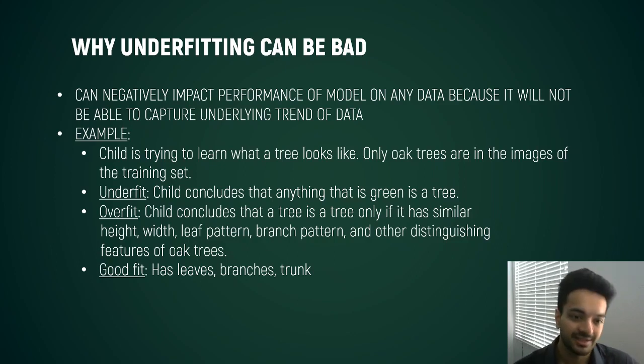And it could be overfit if the child concludes that a tree is a tree only if it has similar height, width, leaf pattern, branch pattern, and any other distinguishing features just of oak trees. So if you give the child an image of a willow tree, a maple tree, or a pine tree, the child would say that that is not a tree at all, because it does not have the same specific height, width, or leaf pattern, and that is overfitting. And a good fit would be if something has leaves, branches, and trunk, it could be considered a tree, and that's not perfect, but it could be good enough.